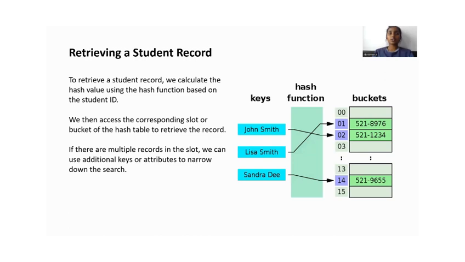Retrieving a student record. To retrieve a student record, we calculate the hash value using the hash function based on the student ID. We then access the corresponding slot or bucket of the hash table to retrieve the record. If there are multiple records in a slot, we can use additional keys or attributes to narrow down the search.